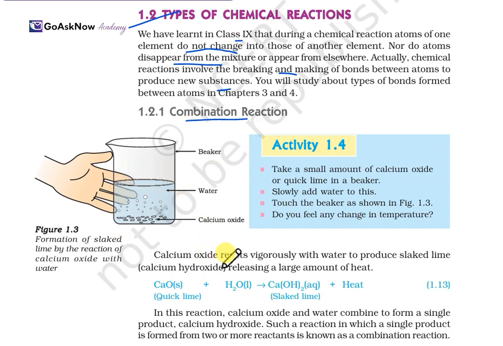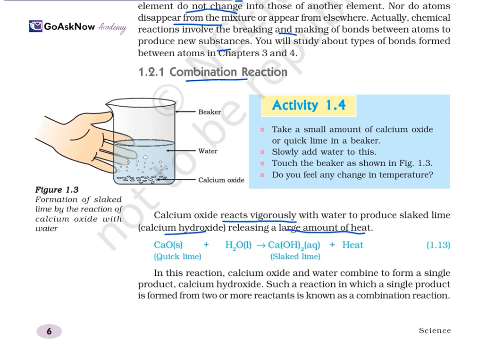So, here the calcium oxide reacts vigorously with the water and produces slaked lime, or we can say calcium hydroxide, releasing a large amount of heat. It will release heat. The temperature of this beaker will go high. When you touch it, you will feel it.